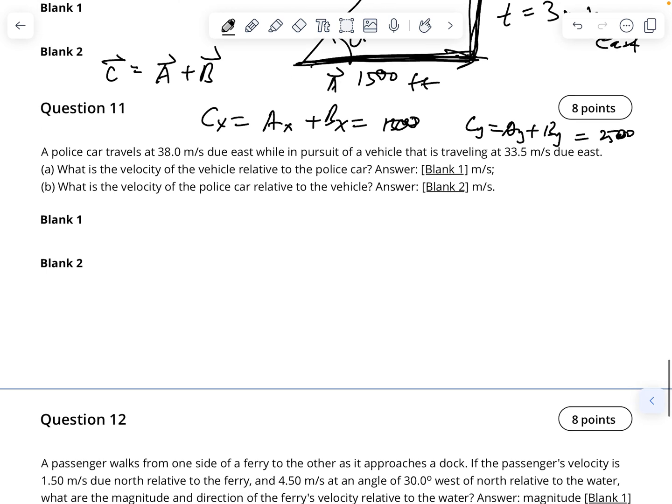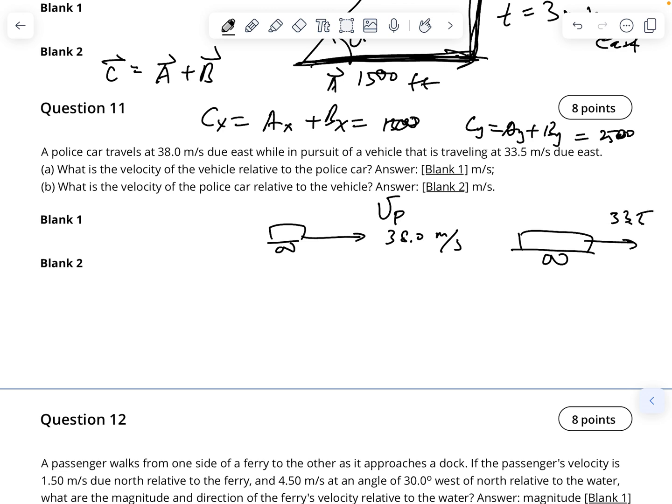A police car travels at 30.0 meters per second due east, while in pursuit of a vehicle that is traveling at 33.5 meters per second due east. Okay, so this is the police car, VP. This is chasing, right? 33.5 meters per second due east. All right, so this is the car.